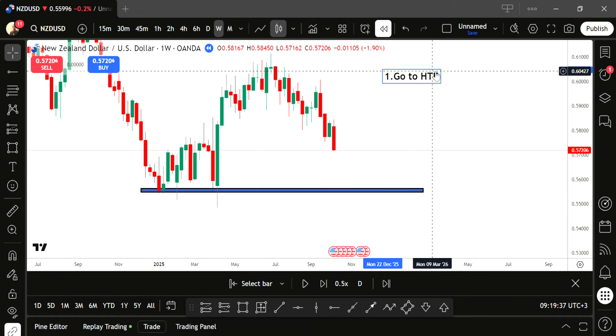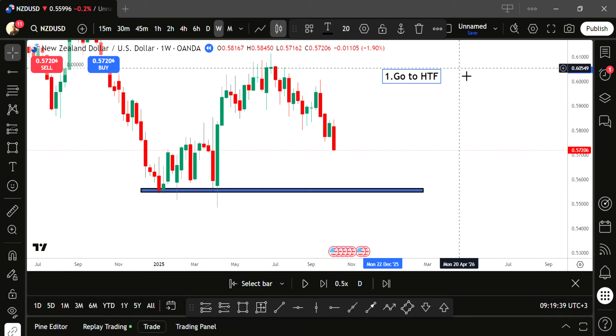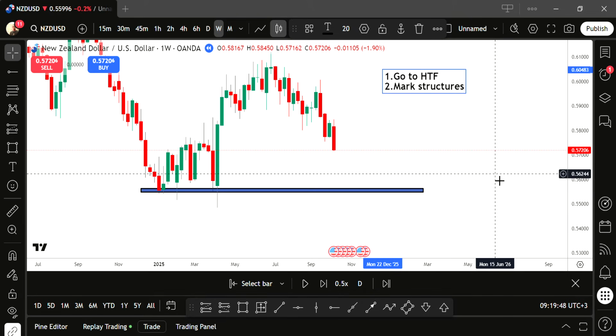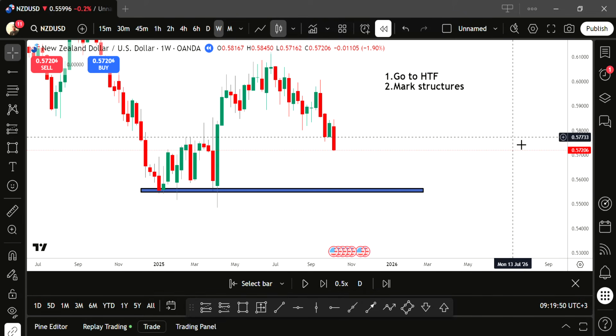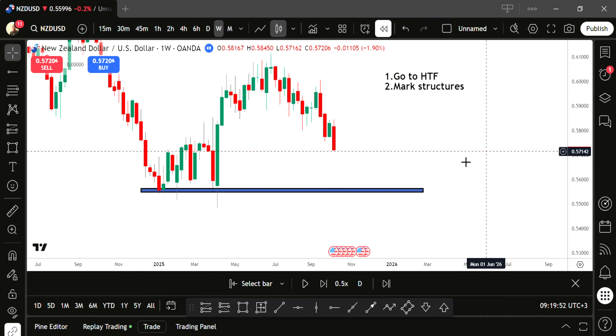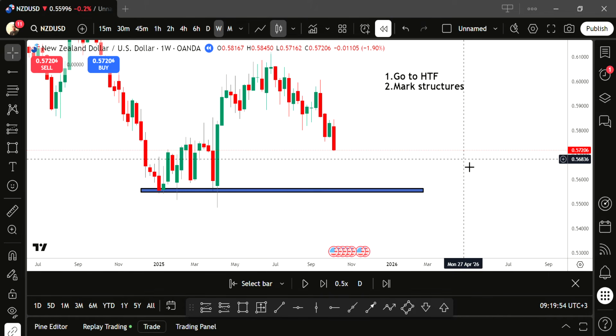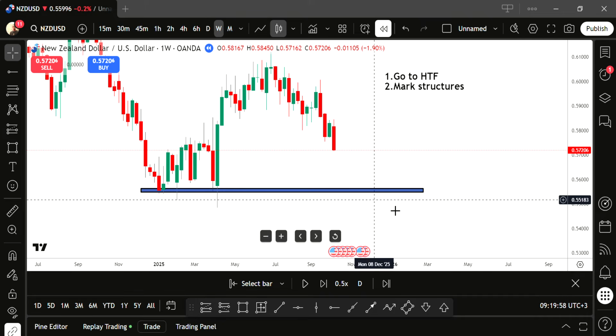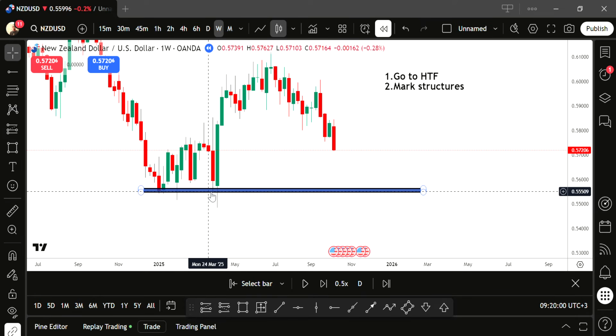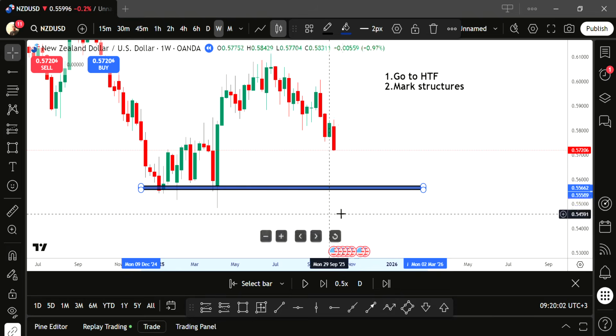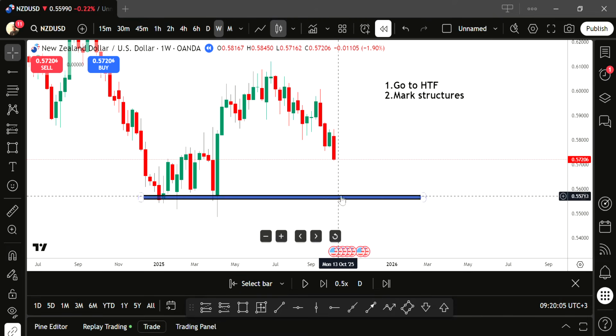That brings us to number two. Rule number two, mark your structures. Mark structures on that highest time frame. What structures are you going to mark? You're marking support and resistance, demand and supply, or any chart patterns that you can see. However, we have a support zone here. That is potentially where price is heading to. So your take profit should be around this area because this is potentially where price is heading to.